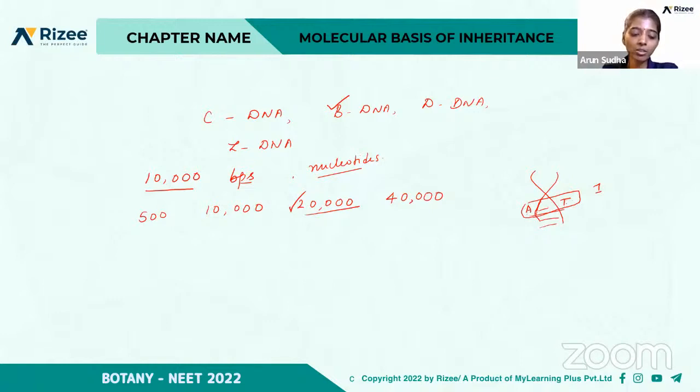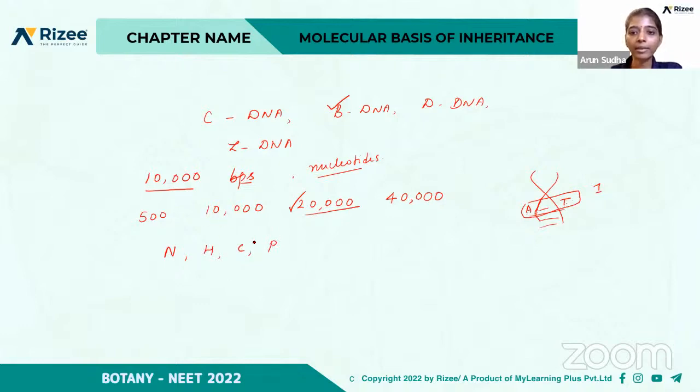Which element is not found in nitrogenous base? Nitrogen, hydrogen, carbon, phosphorus. So which element is not found in nitrogenous base? Think of the structure of nitrogenous base alone. That is the structure of adenine, guanine, then cytosine and thymine and uracil. So which of the elements is not found? Nitrogen, hydrogen, carbon, and phosphorus.